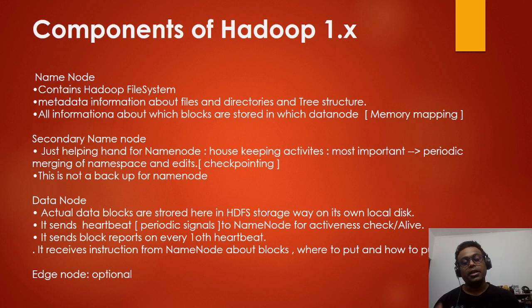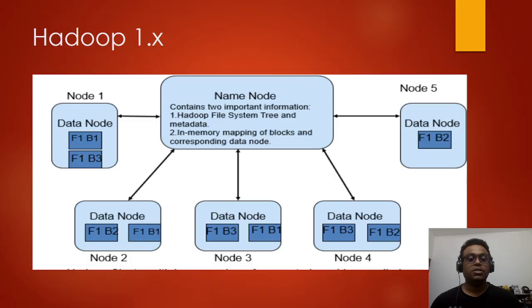And in the heartbeat, the data node usually sends the block reports to the name node, and the name node will provide the instruction to the data node on how and where to put the data blocks. So these are the key things. Right now this is just a figure, the same thing I explained here.